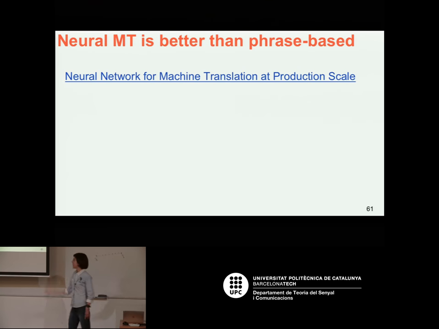I have already said it, but neural MT is better than phrase-based systems. But I told you that sometimes it's not better. Anyone guessing why sometimes neural machine translation is not better than phrase-based systems? Is it because of the usual, like the length of the information we can encode in the vector, something will eventually get lost?